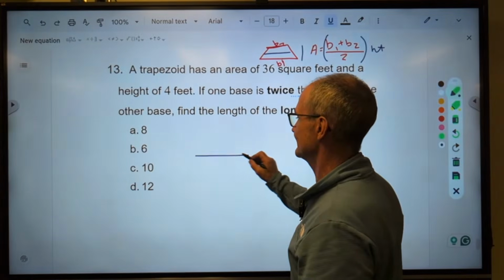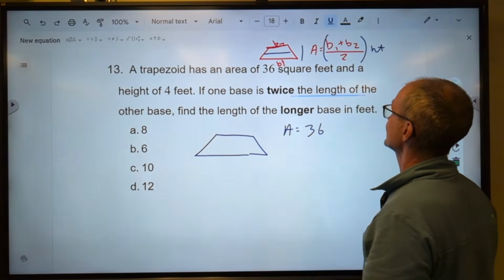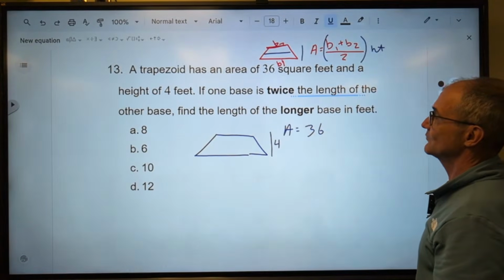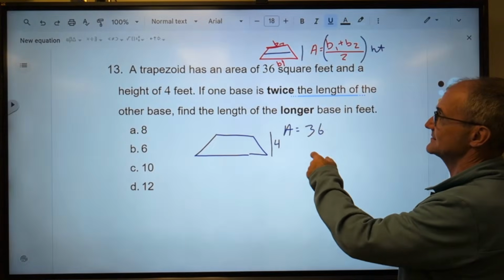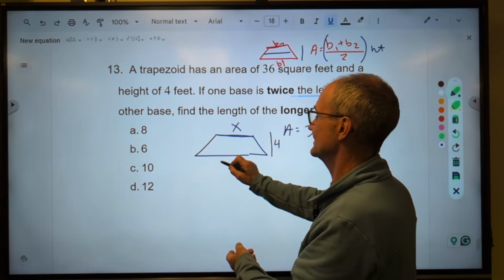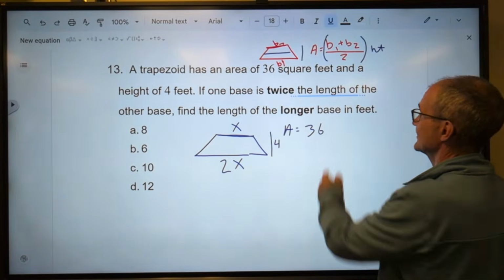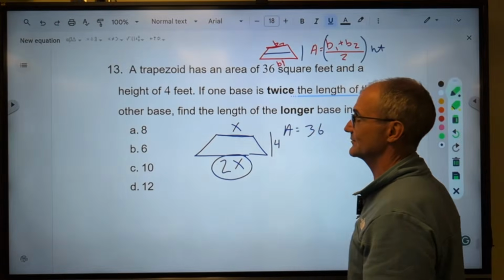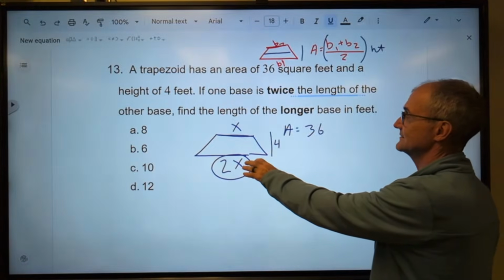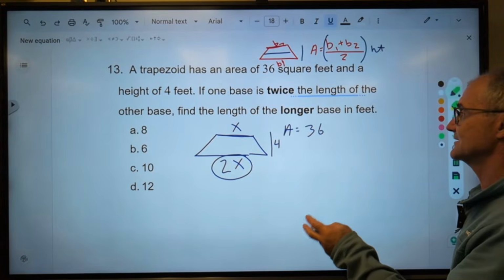The trapezoid has an area of 36, so area is equal to 36, and a height of 4 feet. So the height is 4 feet. If one base is twice the length of the other base. I don't know how long this base is, but I'm going to call it x. This one is twice as long. Find the length of the longer base in feet. So this is what I'm looking for. I'm not solving for x. I'm looking for the longer base. Picture to equation. What am I solving for? The longer base.